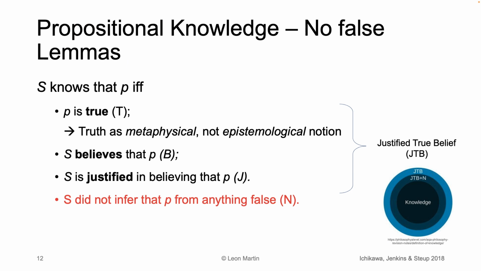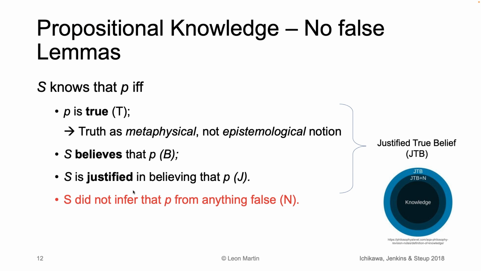So if we have justified true belief and we did not infer that P from anything false, this could be knowledge. Going back to the sheep in the field, we inferred that there was a sheep from a false condition, from a false perception or misperception, and therefore it was not knowledge when we said there's a sheep in the field.